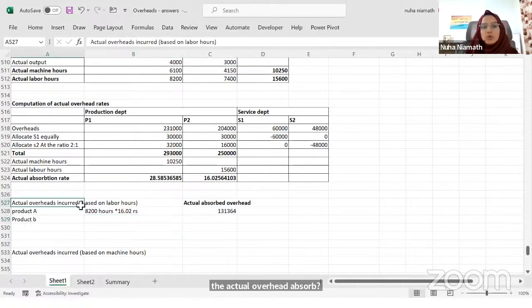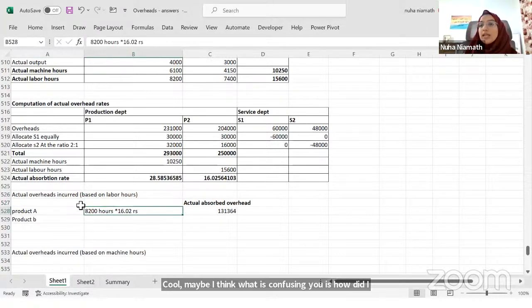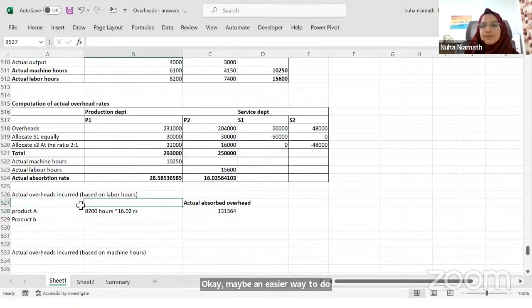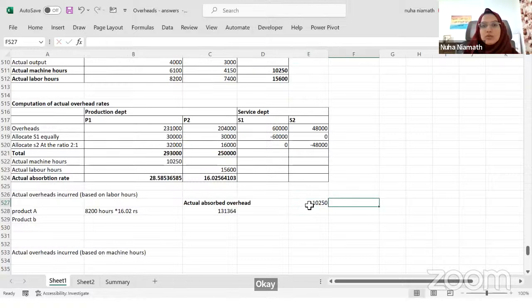So maybe what is confusing you is how I got the 8,200 hours. 8,200 hours is the actual labor hours used for product A into the absorption rate. Okay, maybe an easier way to do this, let me figure out a better way so that you are not confused.